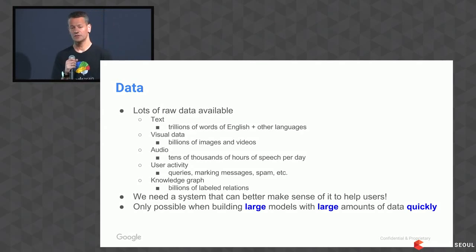Also what we have is what is called the knowledge graph, which is basically just billions of labeled entities. So for example, the word Obama and the word president are linked because Obama is a president. And so you have all these entities and they are somehow linked with some kind of relationship. So this is what we call the knowledge graph. And we need a system to just make better sense of all this to help our users. And this is only possible when building really large models with large amounts of data and relatively quickly.